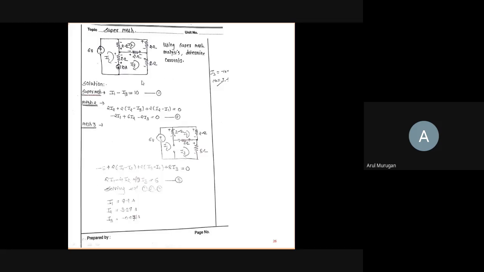Then the super mesh means a current source is shared by two loops. In that shared branch, the current source direction is downward, so I1 is the follower, downward. So I1 minus I3 equals 10. That's all. Then I remove the current source and the loops get connected. How many meshes are there? There is one mesh and then two meshes, and as usual you write the equation for each. Here is one mesh, another mesh is available here. That's all. So let's go to the next topic.